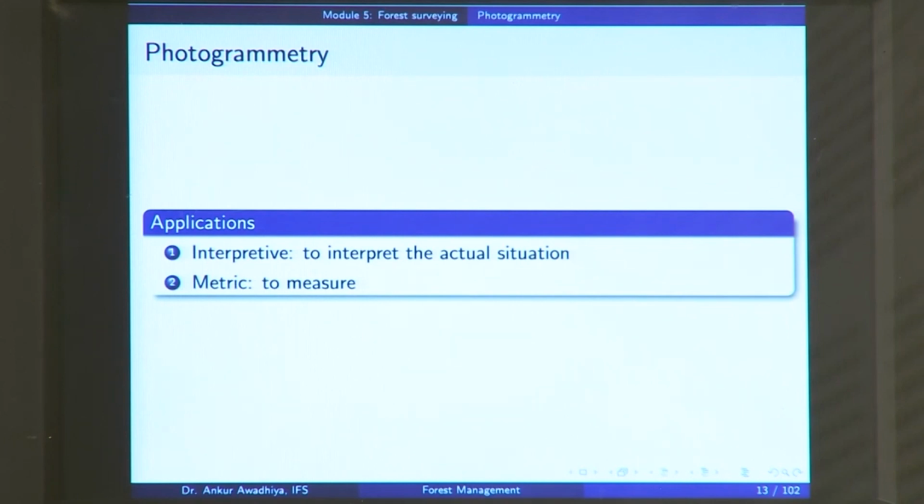You can use it for interpretation of the surface. So, for instance, if you are doing photogrammetry of a forest area, you can do an interpretation and figure out how many trees there are per unit hectare of the land. Or you can use it to take measurements, that is, what is the distance between 2 trees.